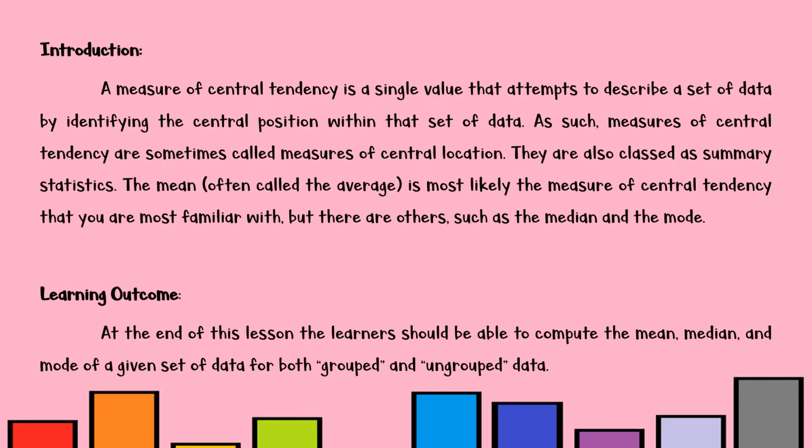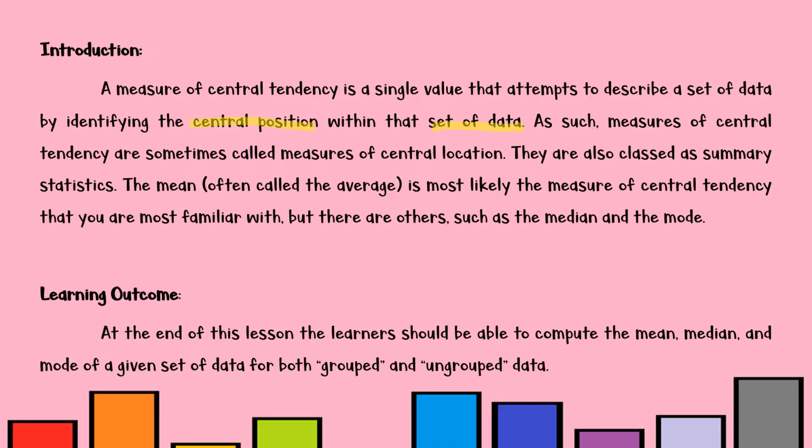For the introduction, a measure of central tendency is a single value that attempts to describe a set of data by identifying the central position. So it means central tendency is more on central position within the set of data. As such, measures of central tendency are sometimes called measures of central location. They are also classed as summary statistics.